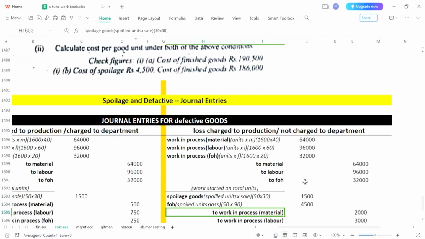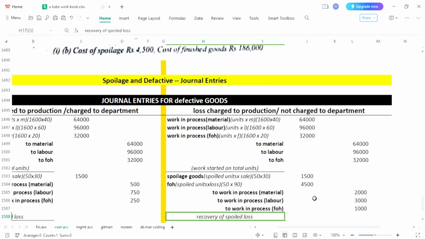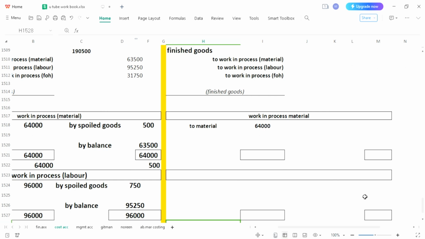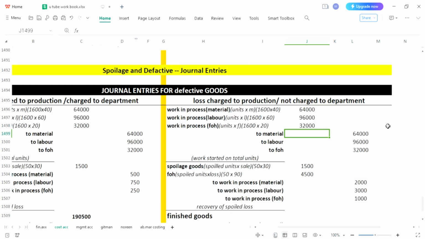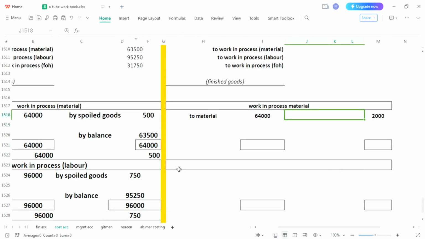For second entry you can see work in process material is credited by 2000. So you will go to the credit side and will write 2000. On opposite side there are two things, spoilage and FH. For the time being we will write both, spoilage plus FH. There were only two entries. Posting has been completed. Now it's time to calculate our balance.